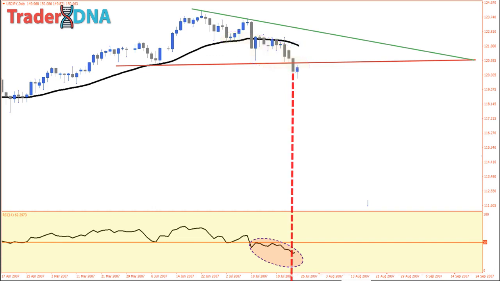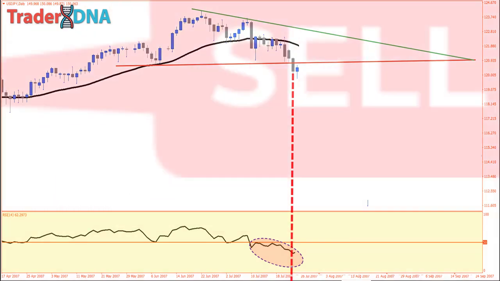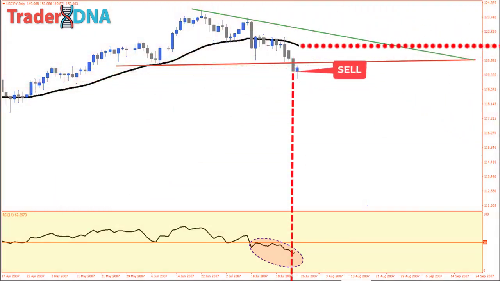This breakout phase provides an opportunity to initiate a short position, with the recommended stop loss placed above the last swing high or top of the moving average line. Setting targets.